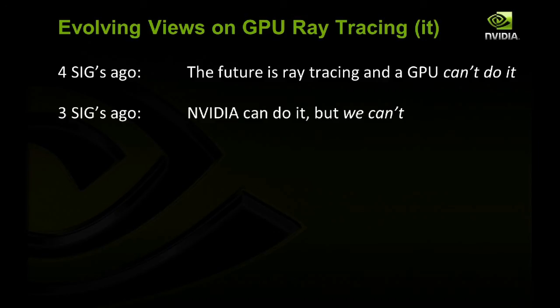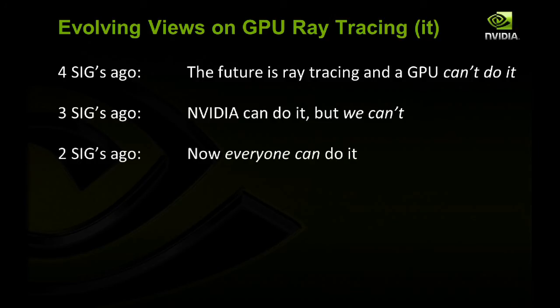One SIGGRAPH later, we showed that we could do it. We showed a 30 frame a second city scene, really basic direct primary ray rendering, but it was on real hardware rendering a real scene. And everyone said, "Great, you can do it. We can't." So you've done a good stunt.